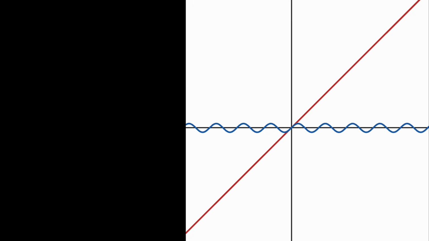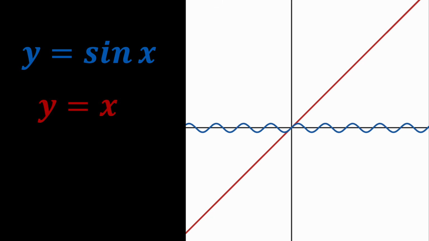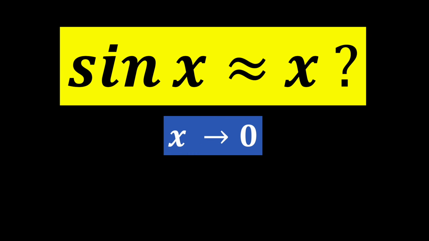From far away, these two graphs look different. This one is y equals sine x, and this one is y equals x. But watch what happens when we zoom in near 0. The two graphs almost overlap, so here is the question. Why is sine x almost equal to x near 0?